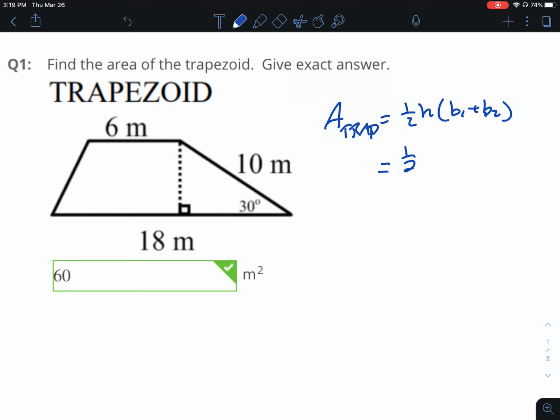No. Do we know what the height is? No. Do we know what the bases are? We sure do. It's 16 and 6 and 18. Here is a base, here is a base. Bases are defined as the parallel sides of the trapezoid. We don't know the height.